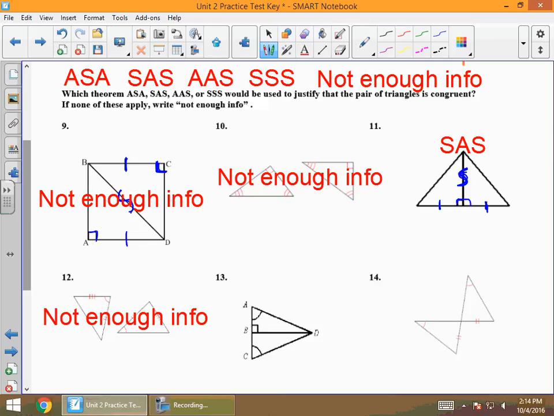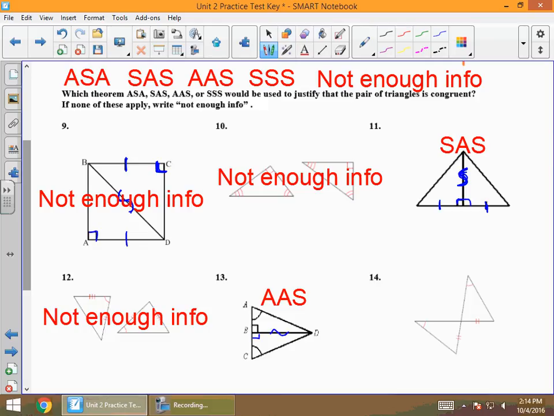Number 13, I do see that I have that 90-degree thing again. So I have that angle in the middle. I have angle A and angle C, so I have two angles, and they share a side. The side that they share is not between the two angles, so it is not ASA. It is outside of the two angles, so it is AAS. Those two triangles are congruent by angle, angle, side.